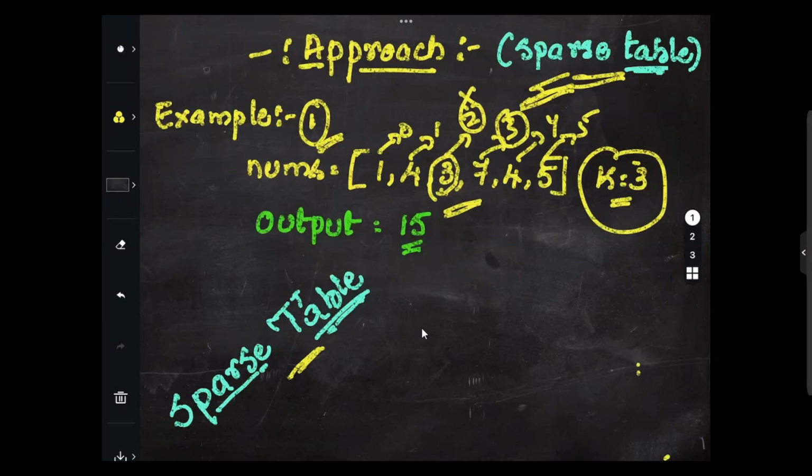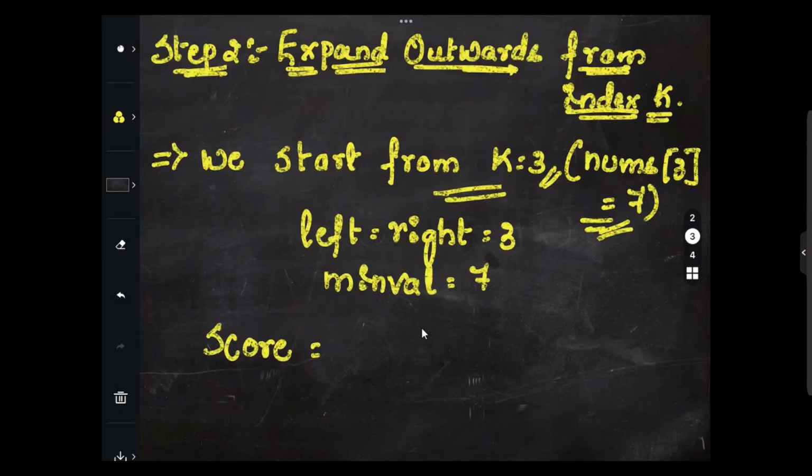Let me come here. Nums of 3 here, the value will be 7, right? Nums of 3 means third index. Sorry, I got confused there. So this is fine. Initially left and right we will consider 3, and the minimum value is 7. As we are going with nums of 3, the value of nums of 3 is 7. Minimum value we will go with 7.